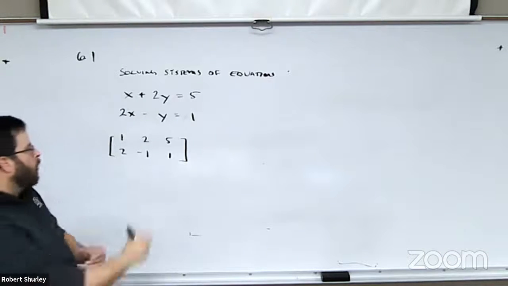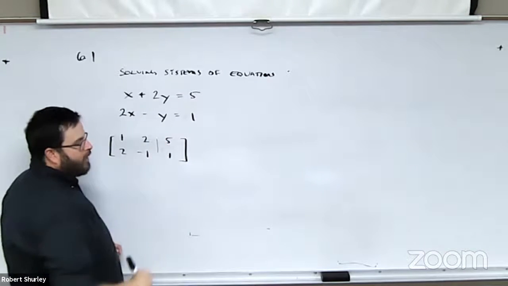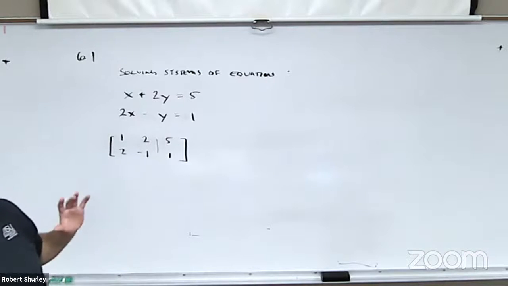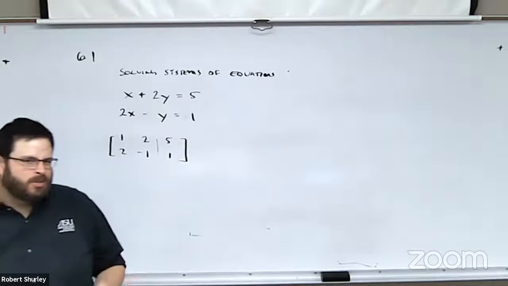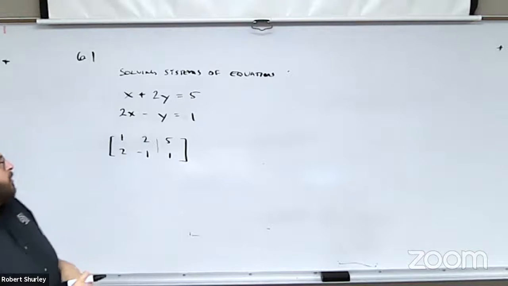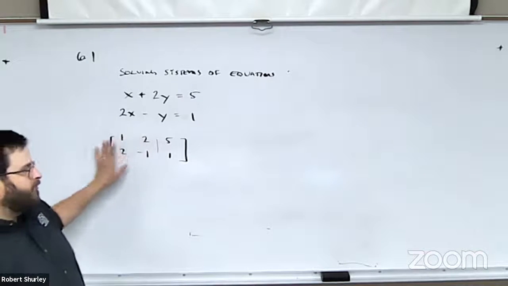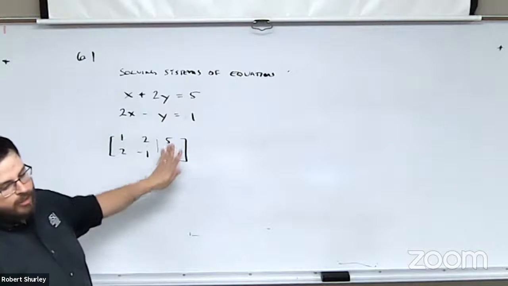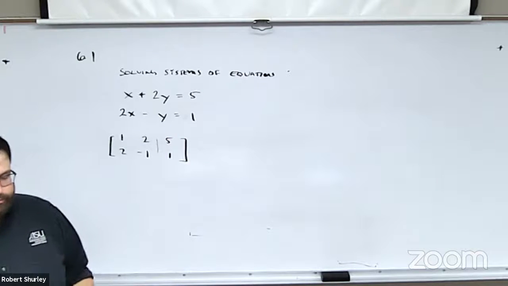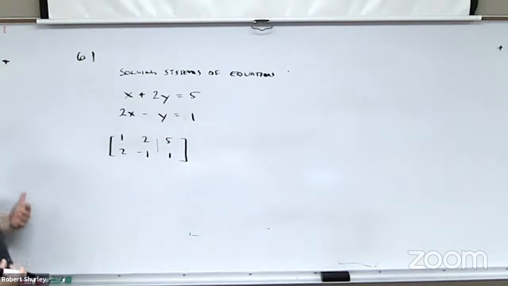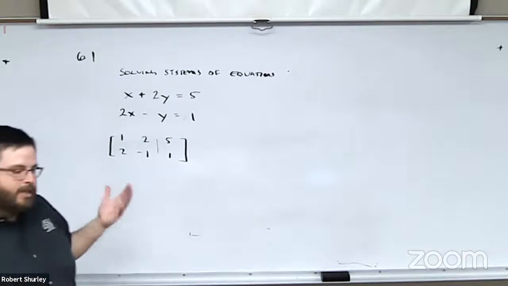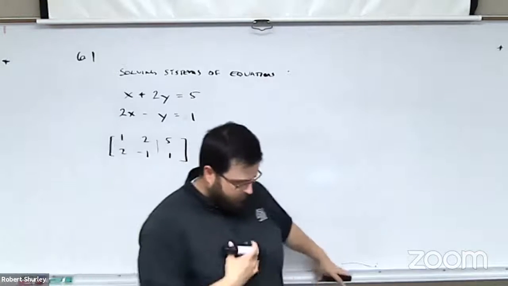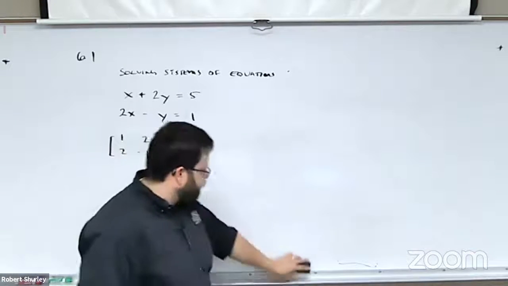Your book writes a little line here, and I kind of did that in the last one. Let me explain what that means. That line actually just tells us where the equal sign is. That's all it's telling us: here's the variable matrix and here's the equality matrix. Kind of a goofy thing to do, but your book does it. And actually, it's very common for mathematicians to do this.